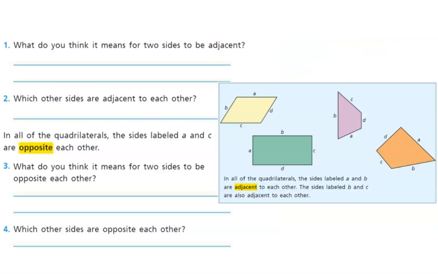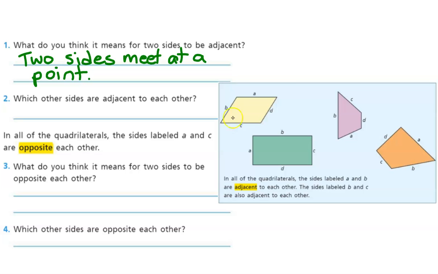So I'm going to come down to this page. I moved this little picture off to the right so we can still access it, but now we can see what the questions are. Number one just asks you, what do you think it means for two sides to be adjacent? And we're going to summarize what I just said. I think it's when two sides meet at a point.